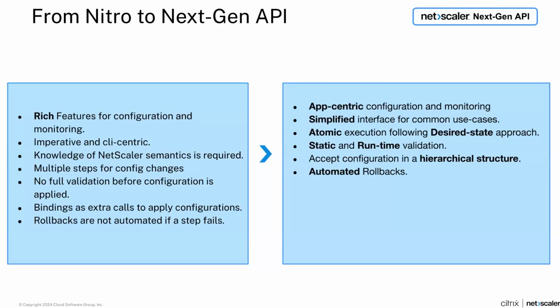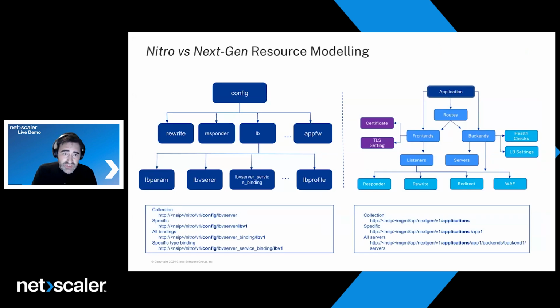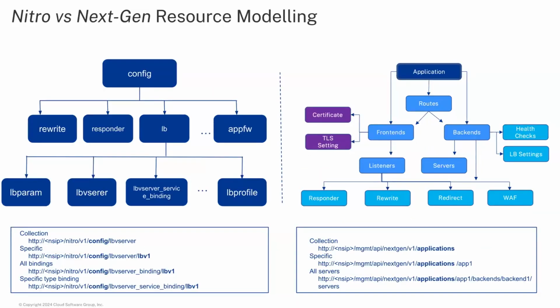All of these things are the things that we are addressing with a new API, in addition to the fact that we are focusing on making it app-centric rather than NetScaler-centric. So it is atomic, it is desired state, it performs validation, and of course, the rollbacks are automated. Now, I talked many times about an application-centric API, but what does that really mean? On the left side of the screen, you can see the Nitro configuration model, while on the right side, you are seeing what is the new model for configuring NetScaler.